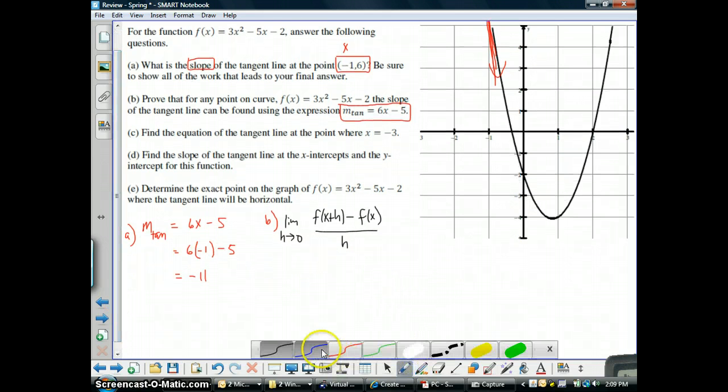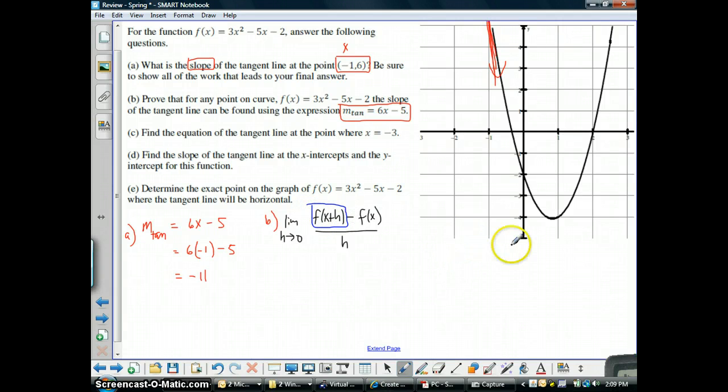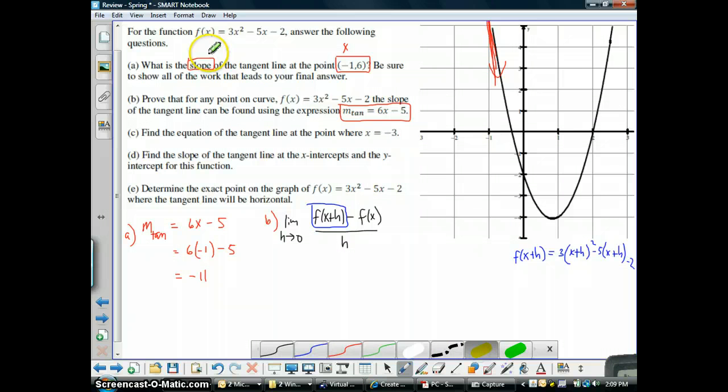In order to do that, I'm going to have to do a lot of algebra here. I'm going to have to first find f of x plus h. So to find that, I'm going to do some side work over here. f of x plus h is going to be 3 times (x plus h) squared minus 5 times (x plus h) minus 2. Okay? So again, what I'm doing is wherever I see x, here and here, I'm going to plug in x plus h back into the original function.